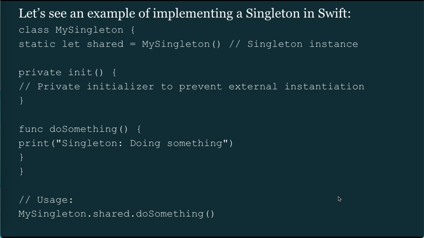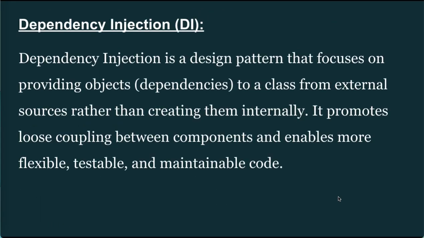Let's see an example of implementing a singleton in Swift. class MySingleton, static let shared equal to MySingleton, the singleton instance. private init, a private initializer to prevent external instantiation. func doSomething, print singleton doing something. Now we can use it like this: MySingleton.shared.doSomething.